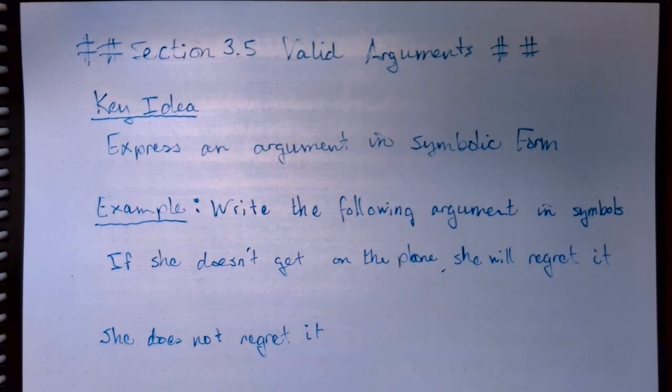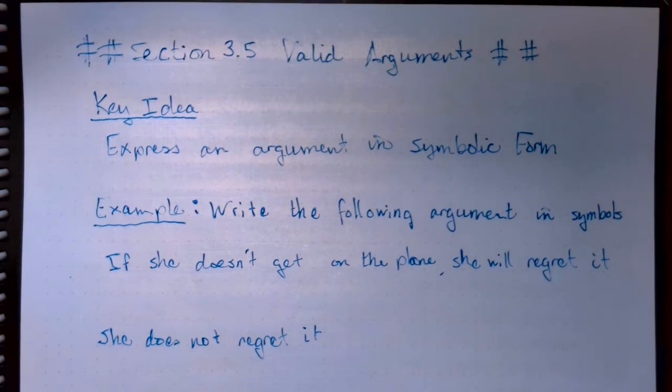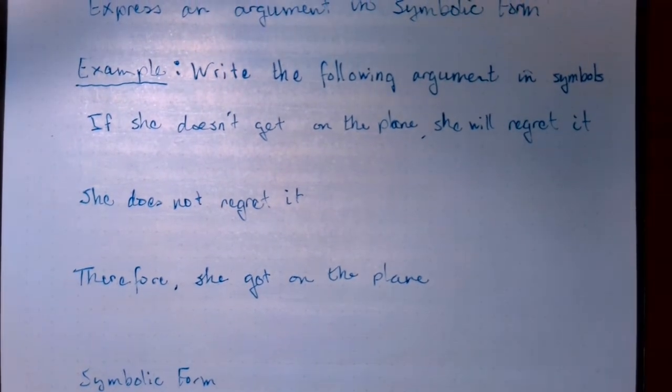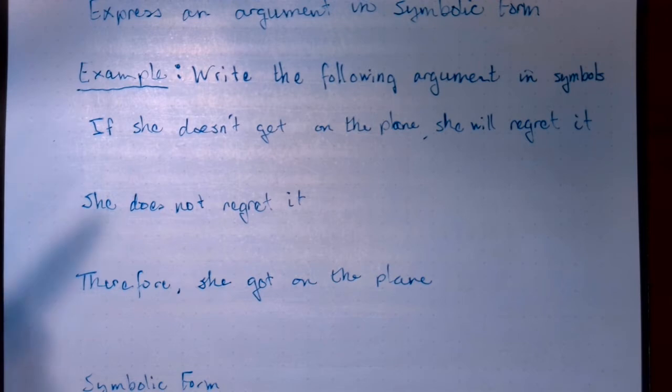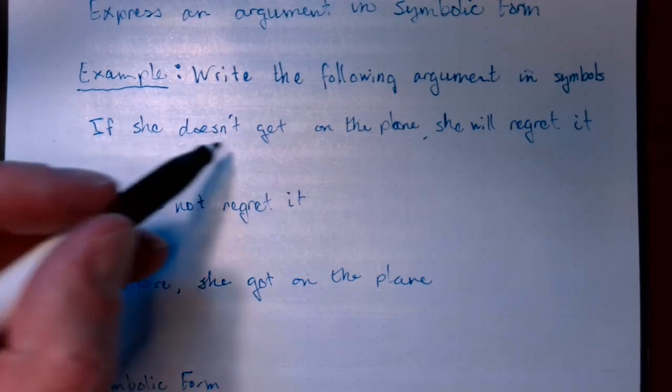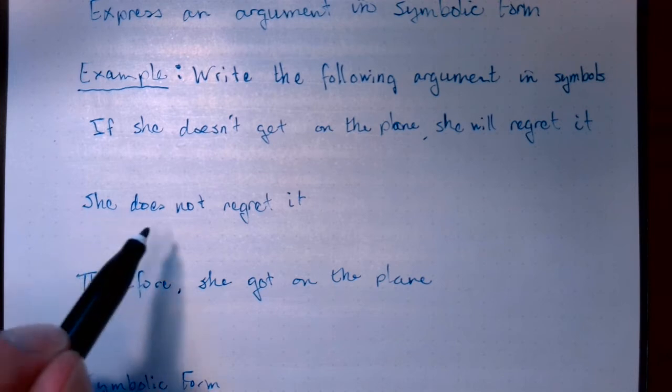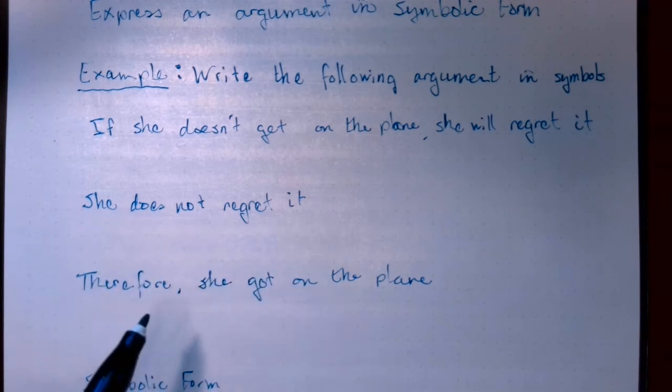Okay, so let's get right to an example. So we're going to write the following argument in symbols. If she doesn't get on the plane, she will regret it. She does not regret it, therefore she got on the plane.